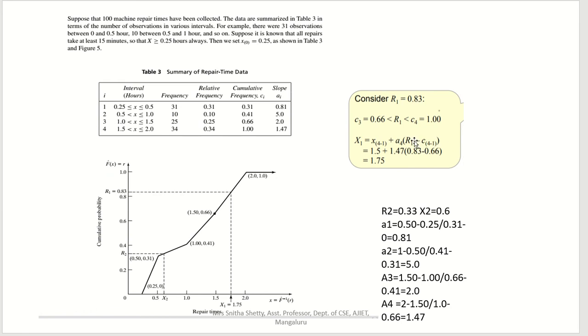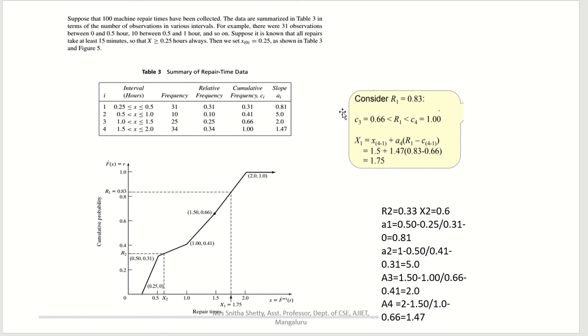Are you getting this? I'll repeat once again. I am taking i equal to 4. Why i equal to 4? Because this is the first slope, second slope, third slope, and this is the fourth slope. So i equal to 4. So x_{i-1} is x3, plus a_i is a4, times R1 minus c_{i-1}, which is c3.